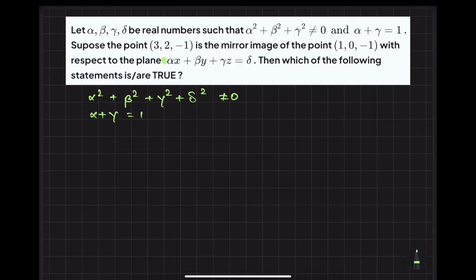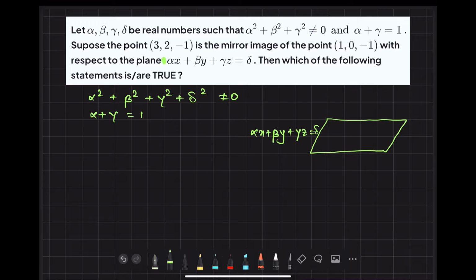Okay, so this is the plane. Now look at this question this way. Suppose that the equation of the plane is alpha x plus beta y plus gamma z equals delta. You need to find, in the options, a combination of alpha, beta, gamma, delta, so we will try to find all four values.